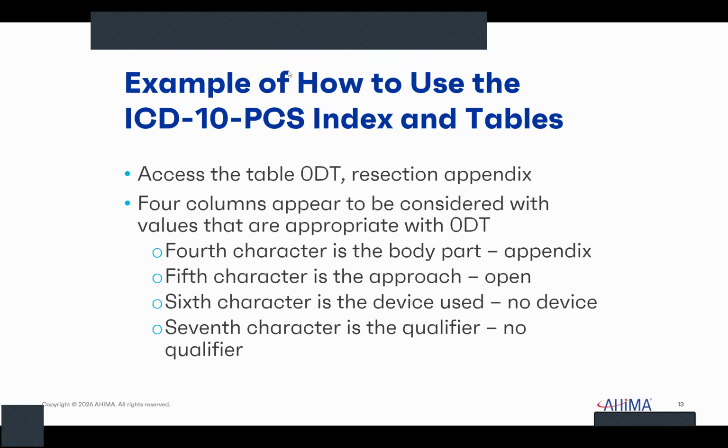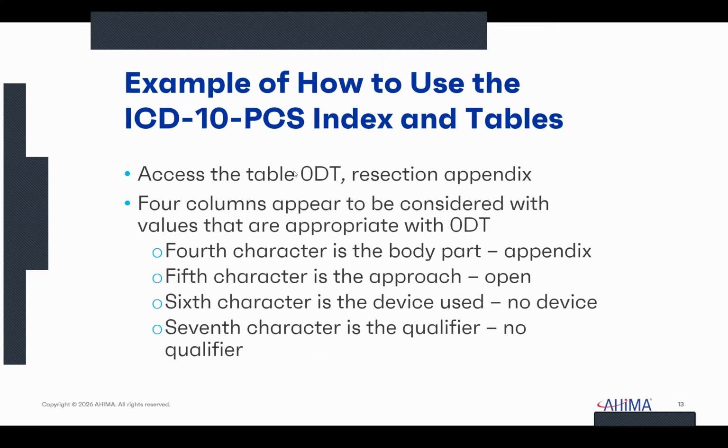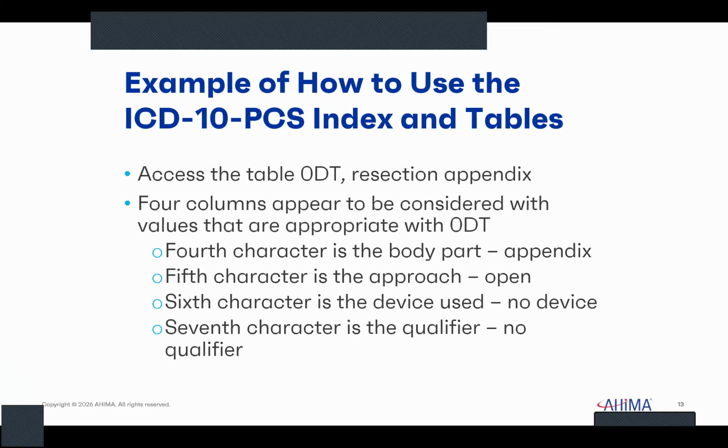So again, we're going to access and follow along in your code book. So you get this. This is 0DT resection appendix. And then we'll see 4 columns that appear that are appropriate with this. 4th character is the body part, in this case, appendix. 5th character is the approach. In this case, it's open, and we'll get into what these things mean. 6th character is the device used, no device, meaning no device is left behind. And the 7th character is a qualifier, and there is no qualifier in this case.